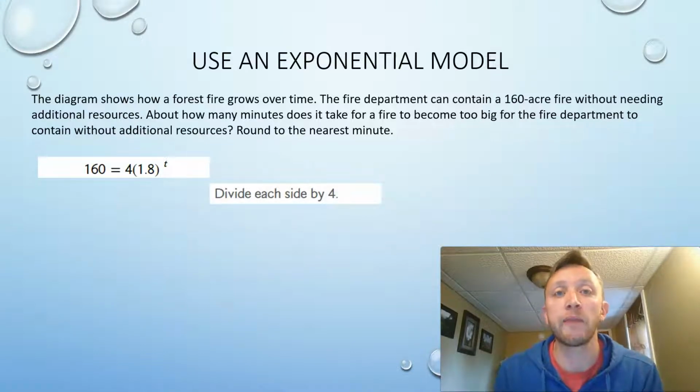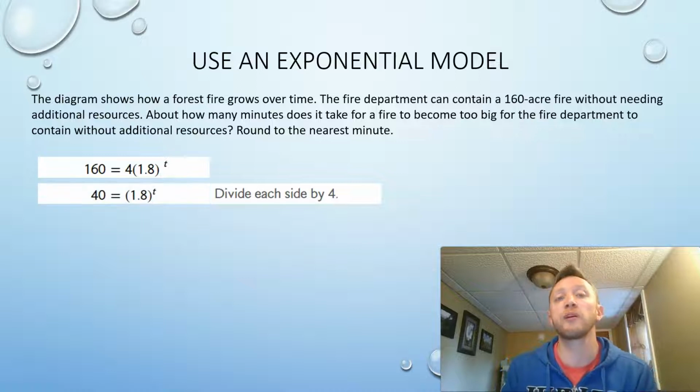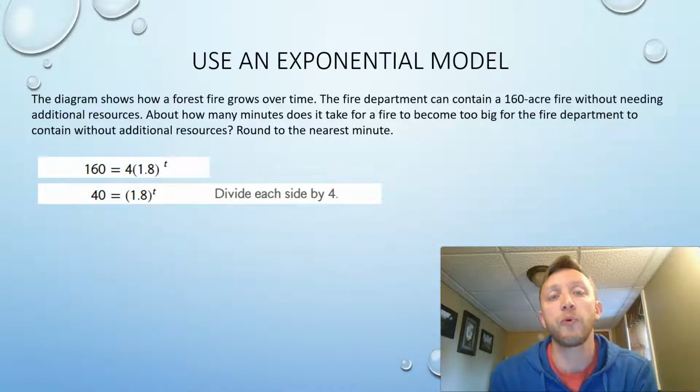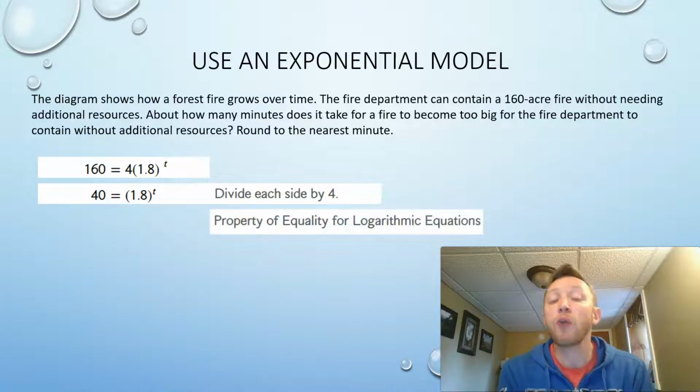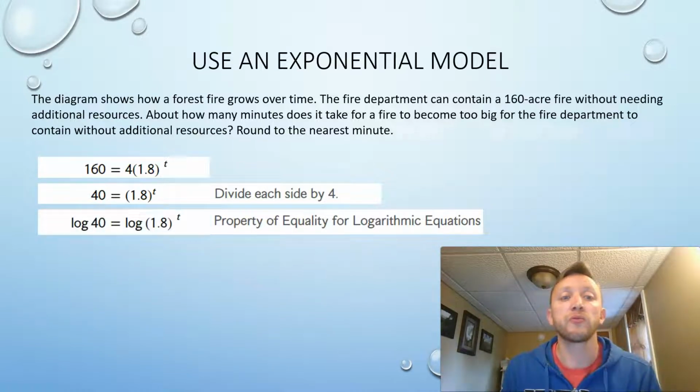So the first step is to get the base by itself. I want to get the 1.8 by itself. So I'm going to divide both sides by 4. When I do that, I would get 40 equals 1.8 to the t power. So the next step is we're going to use that property that we learned about yesterday, where we're going to take the log of both sides. Okay, kind of like what we just did in that warm-up. So when I take the log of both sides, we would have log of 40 equals log of 1.8 to the t.